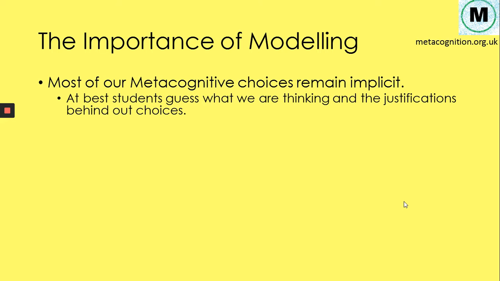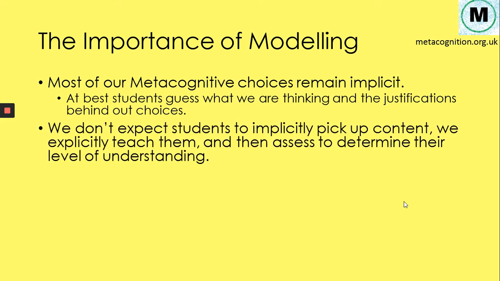So firstly, the importance of modeling. I've mentioned throughout these videos that most of our metacognitive practice is implicit. We're not being explicit about the choices we're making. At best, students will guess what we're doing and guess correctly. They're not going to be able to do that all the time, and often they will guess incorrectly. When we're making decisions and justifications, we must be explicit about it.